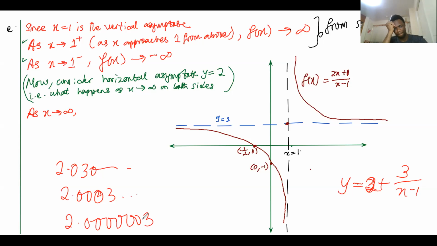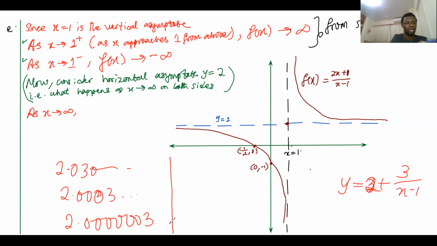So you see, it's approaching 2 from above. As x becomes large, the value is getting closer to 2 from above. From above means this is more than 2. This is 2.03, and then it's coming closer and closer. Do you understand that? The answer is getting close to 2 from above because it's going down.